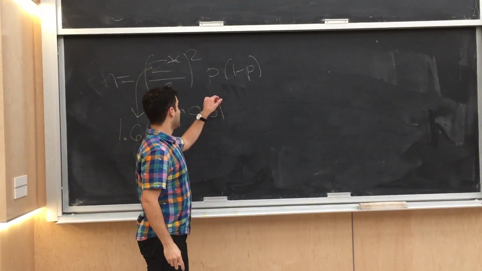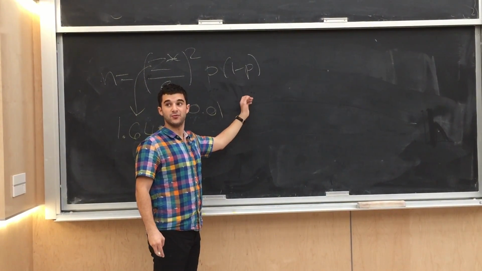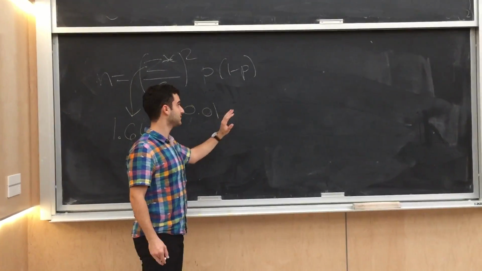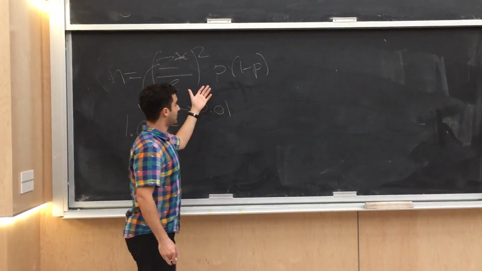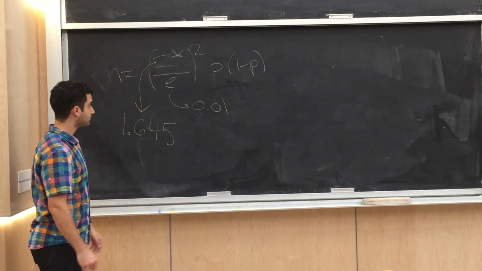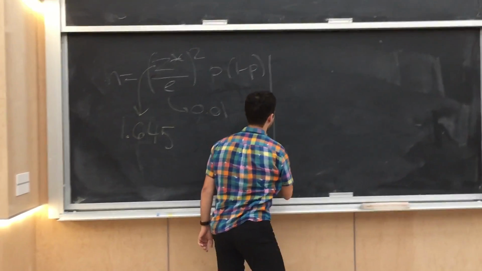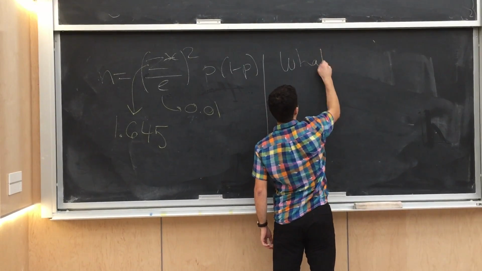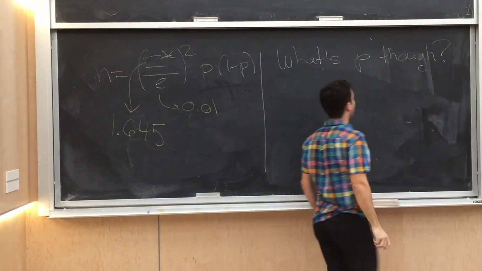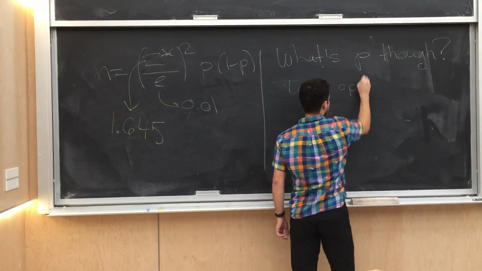And now the question is, what do we use for p? We haven't taken any data yet because we don't even know what the sample size is. And so the question is, what can we plug in for this value p? There's two ways to go about this. So the question is, what is this p? So there's two options.